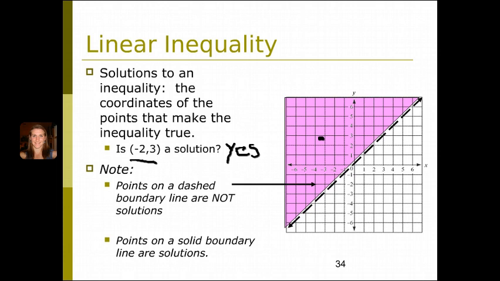It's important to note that points on a dashed boundary line would not be solutions. So in this example, this has a dashed boundary line. So a point right here would not be a solution. Similarly, points on a solid boundary line would be solutions.